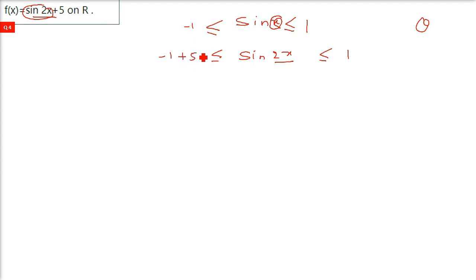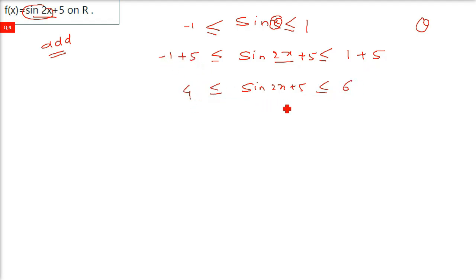So let us add plus 5 on all the different terms you see here with the inequalities. So when you add certain things and subtract certain things, the inequality won't change until you multiply or divide by a negative number. The inequality will change only then. So what do you get? Sin 2x plus 5 lies between 4 and 6.